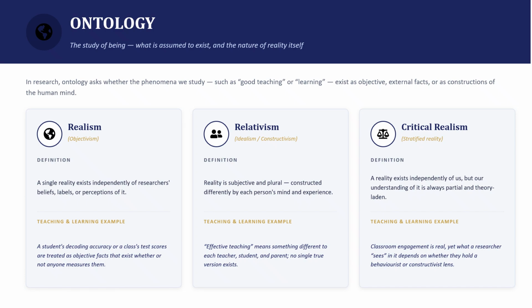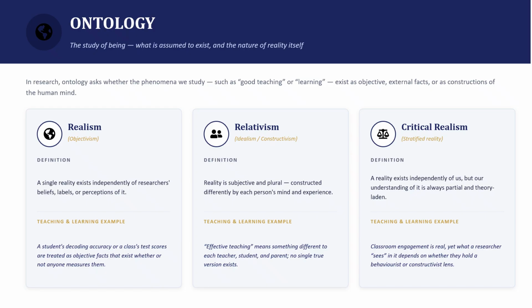So what is the basic question it asks you? Now suppose that you're going to study good teaching or good learning. That's the phenomenon that you are going to focus on in your research. Ontology asks the question whether what you are going to study exists as an objective external fact that can be empirically observed and measured, or is it something that is constructed by the human mind? So these are the two ways for us to look at it. Now let's try to understand this further.